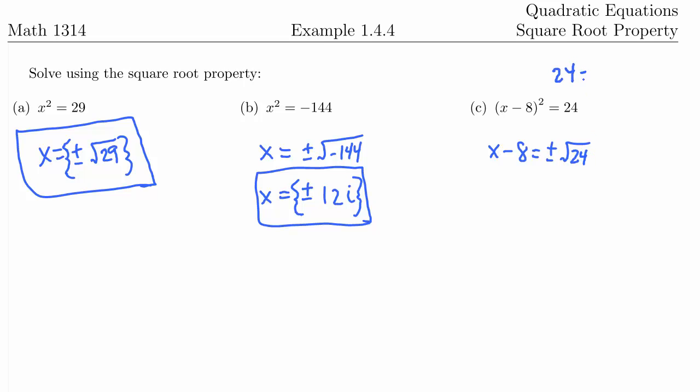24 is the same thing as 4 times 6. If you need to, use the factor tree. So simplifying that gives me x minus 8 is equal to plus or minus the square root of 4, which is 2, times the square root of 6. Add 8 to both sides. That gives me x equals 8 plus or minus 2 square root of 6.